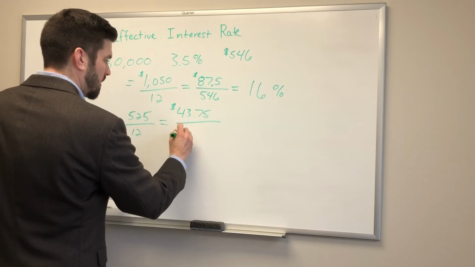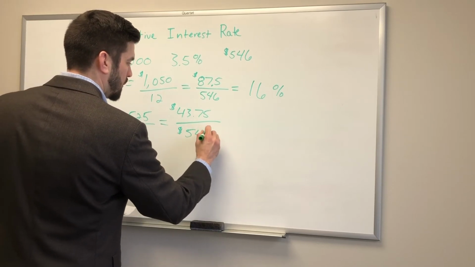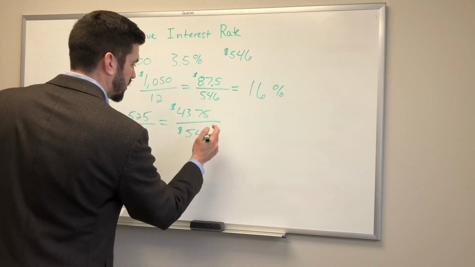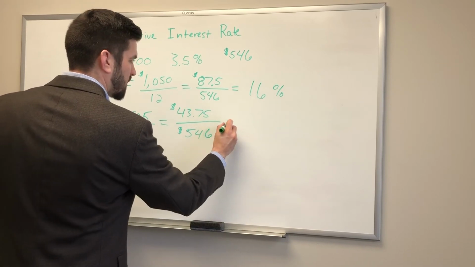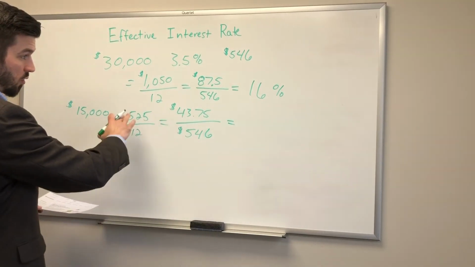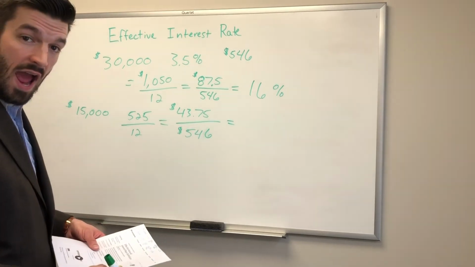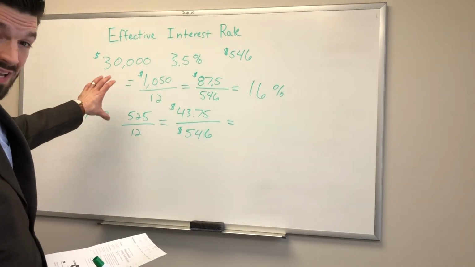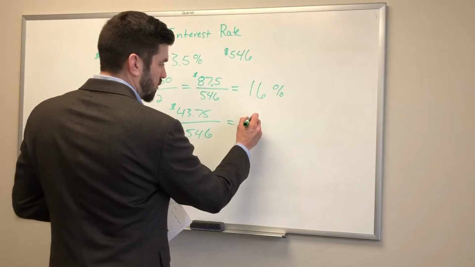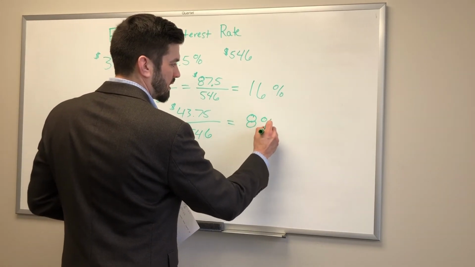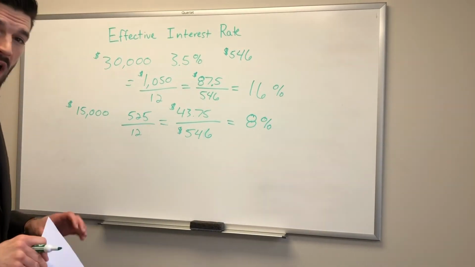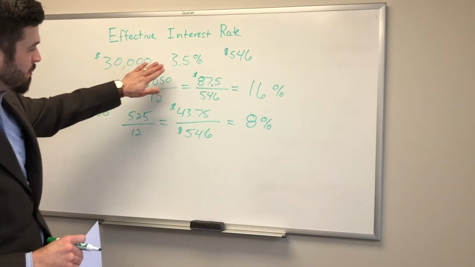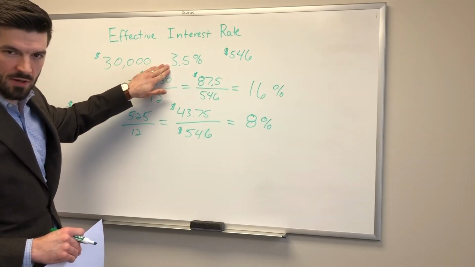So again then, we divide that by the total payment of $546. Again, you'll notice a trend here. Everything is being cut in half because the balance remaining has been cut in half. So the effective interest rate is now 8%. So you're halfway done paying on this loan, but you're still not near the 3.5%.